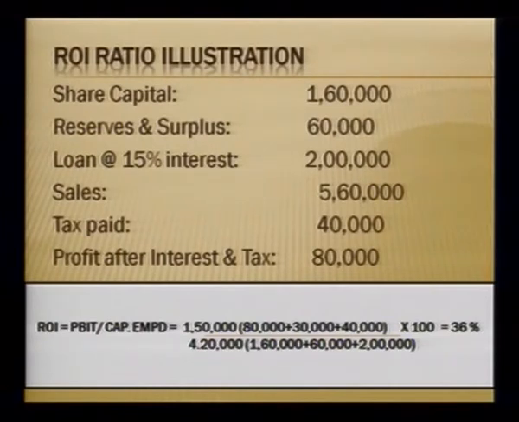So you add this back to the net profit figure that is given to us. So 80,000 plus 30,000 plus 40,000 turns out to be 1,50,000, upon the total capital employed, which includes your share capital, reserves and surpluses, and the total loans, which accounts for 4,20,000, multiplied by 100. This gives us a figure of 36%. In this manner, if the total capital employed is, let's say, rupees 100, then rupees 36 is the net profit generated on the total capital employed of rupees 100.